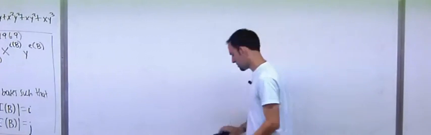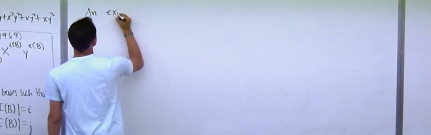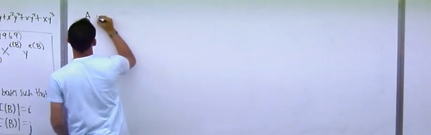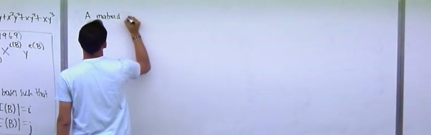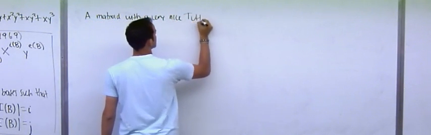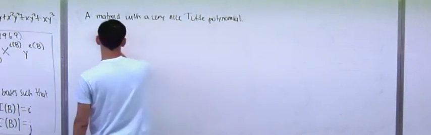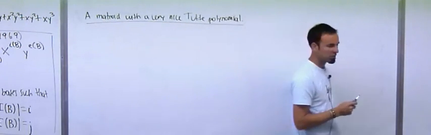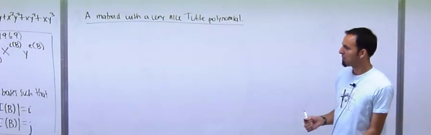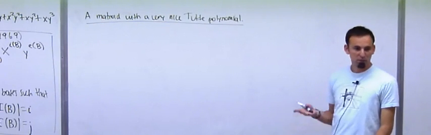Okay. Let me give you an example of this. A matroid with a very nice Tutte polynomial. We've seen that Tutte polynomials are complicated, and I'm going to show you a matroid that has, I think, maybe the nicest Tutte polynomial that we know. Because there are not a lot of matroids whose Tutte polynomial we know.